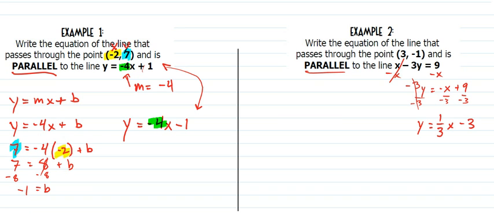Okay, mathematicians, we're back. You should have got this equation here: y equals 1/3 x minus 3. Remember, when you divide here, negative divided by negative is positive, and there's a 1 in front of that x. That's where the 1/3 comes from.